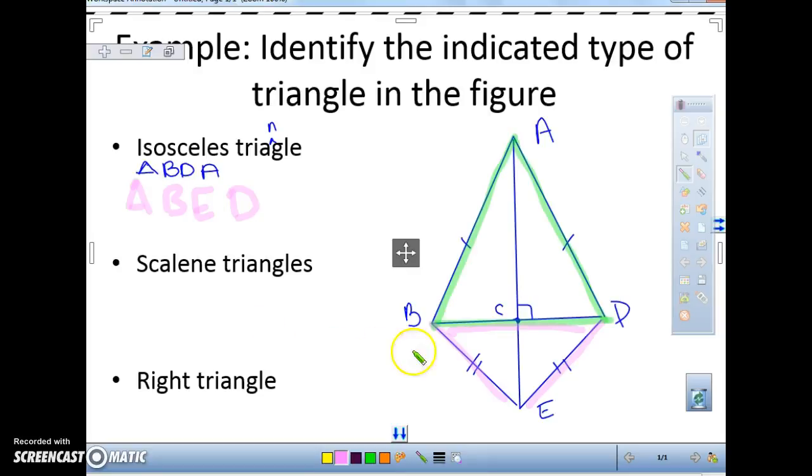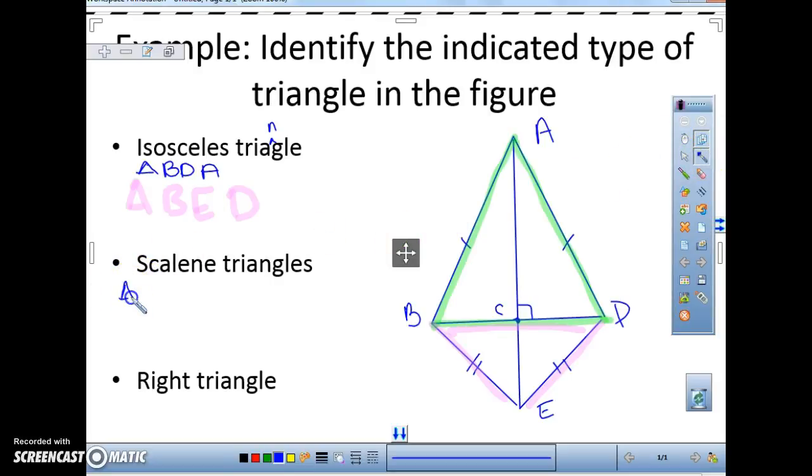Those little tick marks mean that BE is congruent to ED. And the same thing here, AB is congruent to AD. They're the same. All right, let's find another triangle. Let's find a scalene triangle. Scalene, how many sides need to be the same? None. Yeah, so none. You need a triangle that none of the sides are the same.